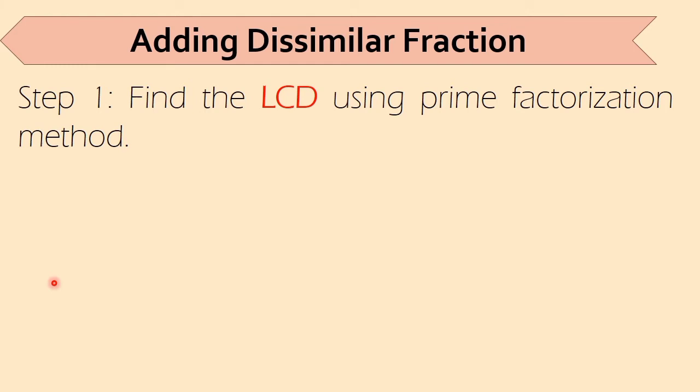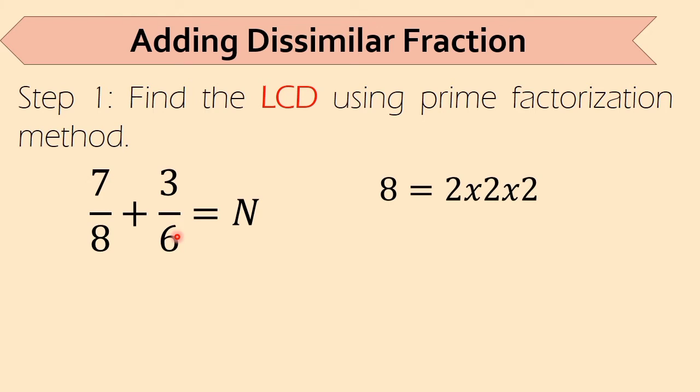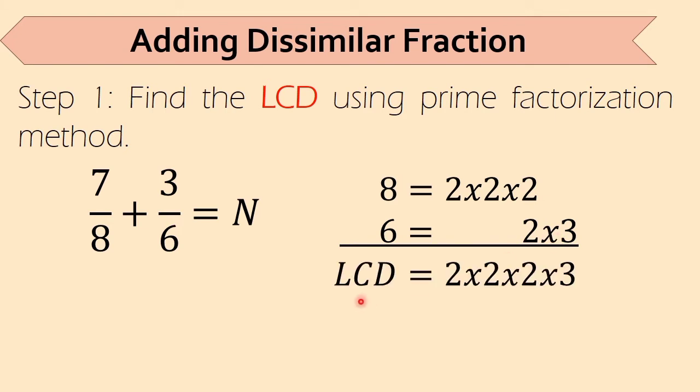The next is adding dissimilar fractions. So step 1, find the LCD using prime factorization method. For example, 7 over 8 plus 3 over 6 equals n. So let's find the LCD of 8 and 6. So the prime factors of 8 are 2 times 2 times 2. And then the prime factors of 6 are 2 times 3. The LCD is 2 times 2 times 2 times 3 equals 24. So our LCD is 24.